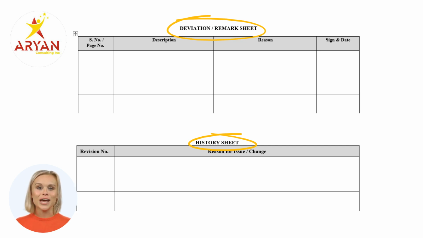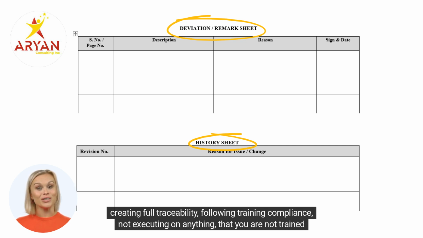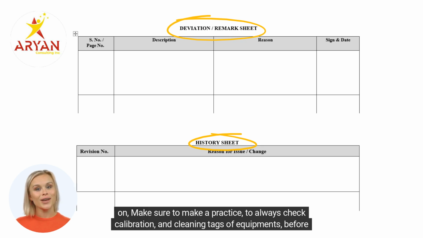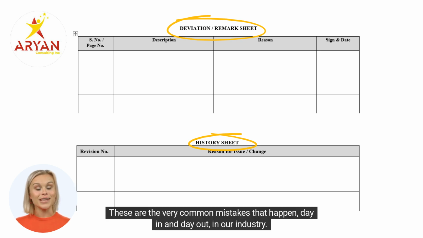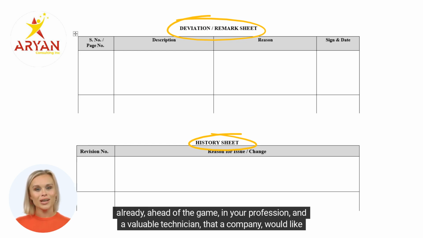is the information you need to understand and learn to become a great technician. As long as you have understood the GDP and GMP principles, understand the importance of filling logs, creating full traceability, following training compliance, not executing on anything that you are not trained on, make sure to make a practice to always check calibration and cleaning tags of equipment before using them for drug safety. These are the very common mistakes that happen day in and day out in our industry. If you know and understand and make these practices a part of your professional profile, then you are already ahead of the game in your profession and a valuable technician that a company would like to keep.